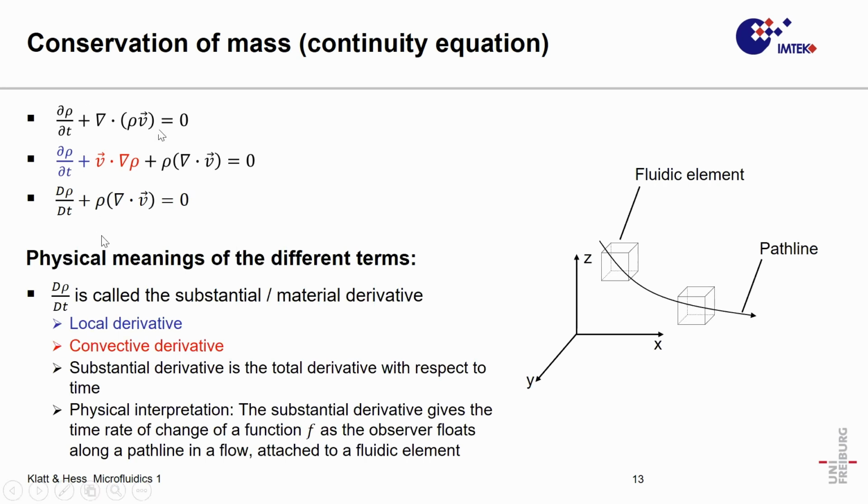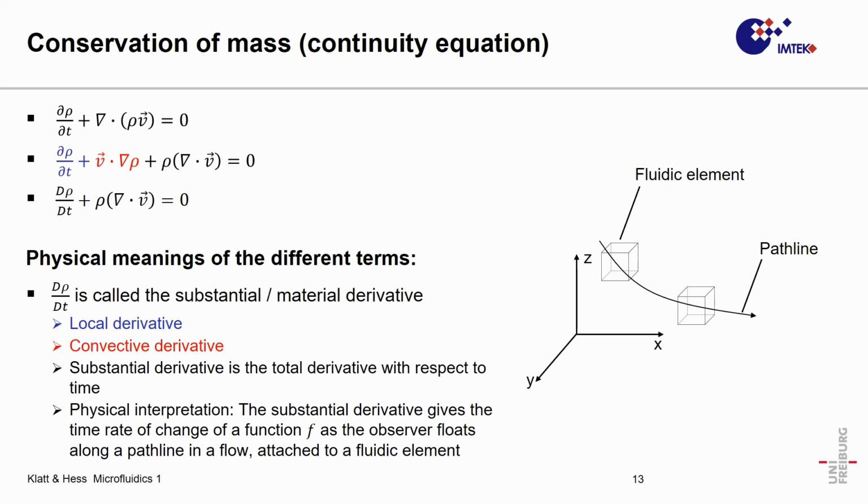The first thing you have to know is that this expression is called a substantial or material derivative. And it consists of the local derivative, which is the first term, the blue one, and the convective derivative, which is the second one, which is indicated here in red. And the substantial derivative is the total derivative with respect to time. So you probably know this already from math courses. And the physical interpretation is this.